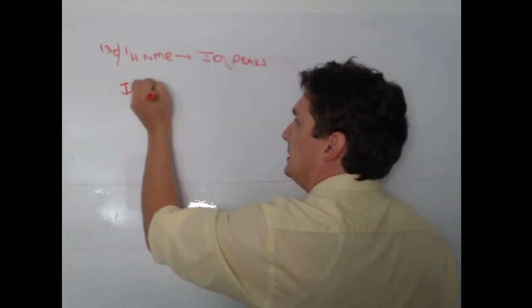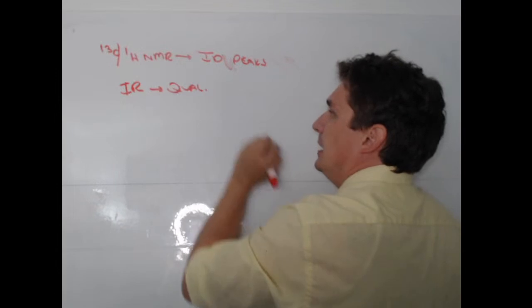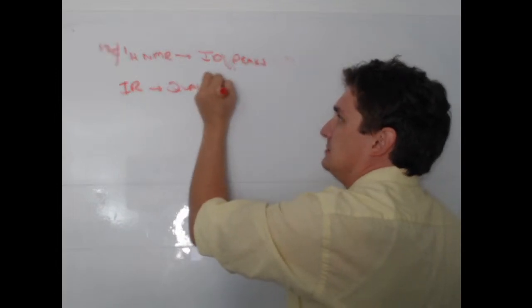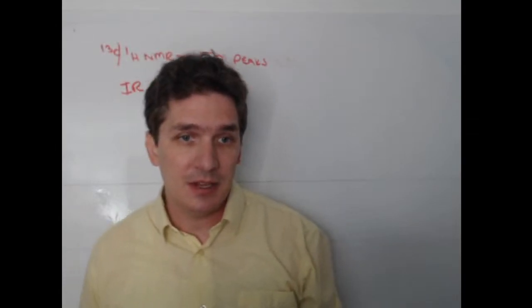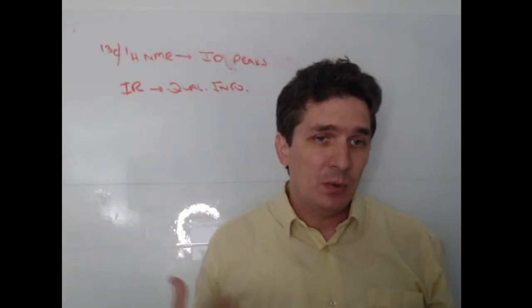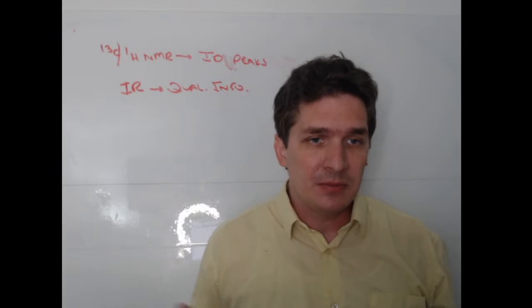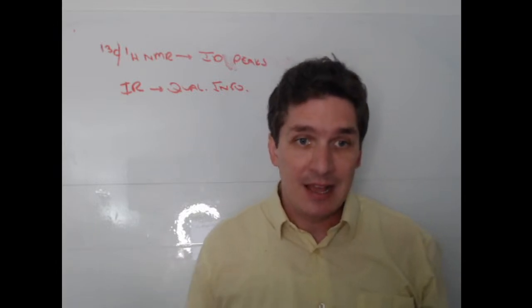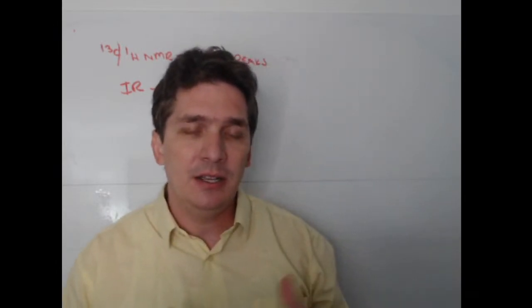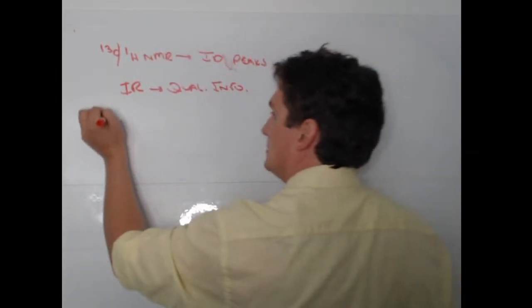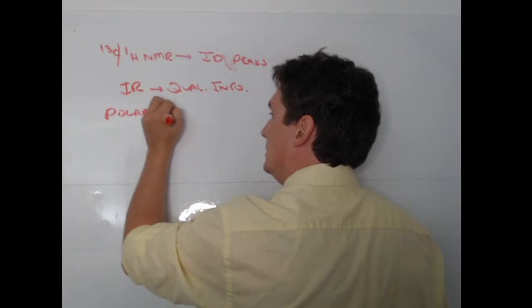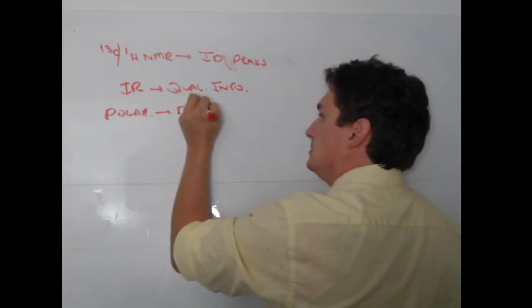You need to know IR, and this is just qualitative information. So we're not to the point yet where we're identifying compounds. We're not to the point where we're trying to identify compounds from their IRs. We're just not there yet. But right now you're getting just familiar with what the technique can tell you. Polarimetry, definitely what you saw on the discussion board.